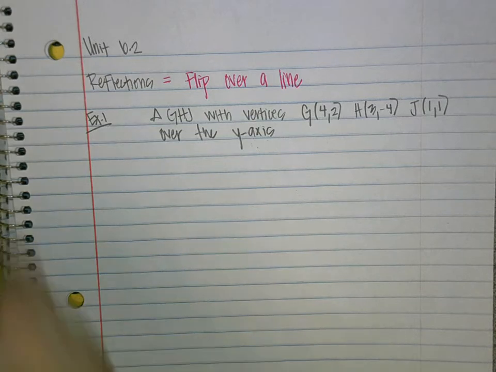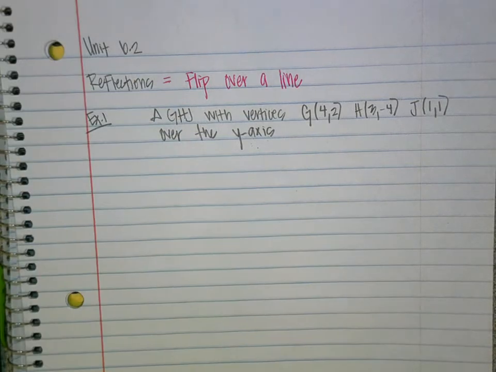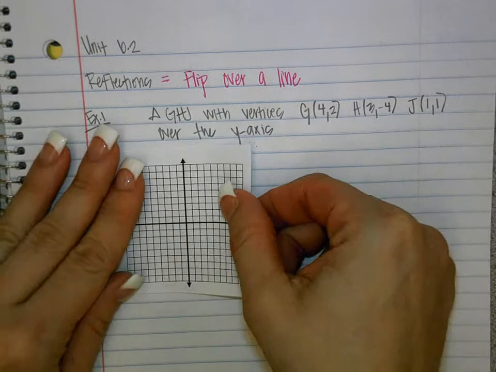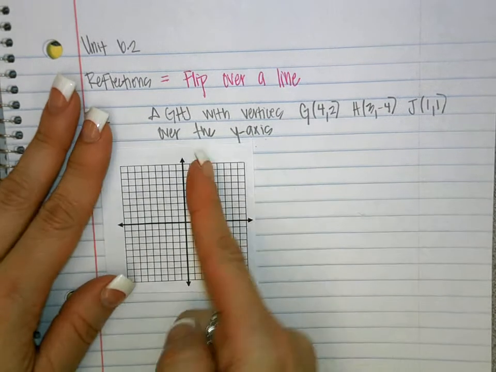Reflections are like mirror images. Okay, so you're flipping something over a line. We are always going to flip things over the axis, so over either the x or the y-axis. When you get to Math 1 next year, that's when you'll start flipping things out in space.